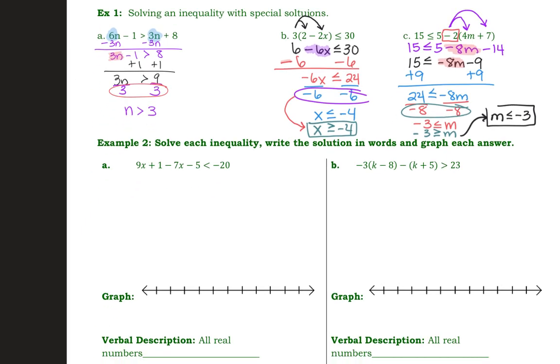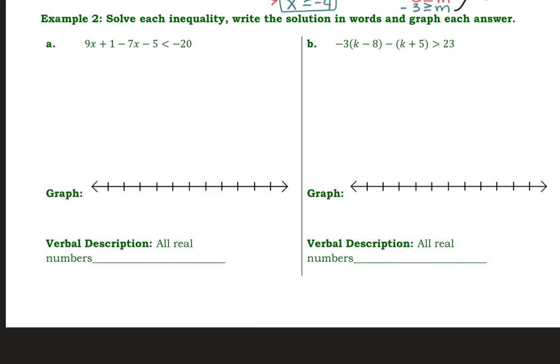All right, let me give you guys a moment to try two without me. See if you can graph them. And if you can't, that's okay.